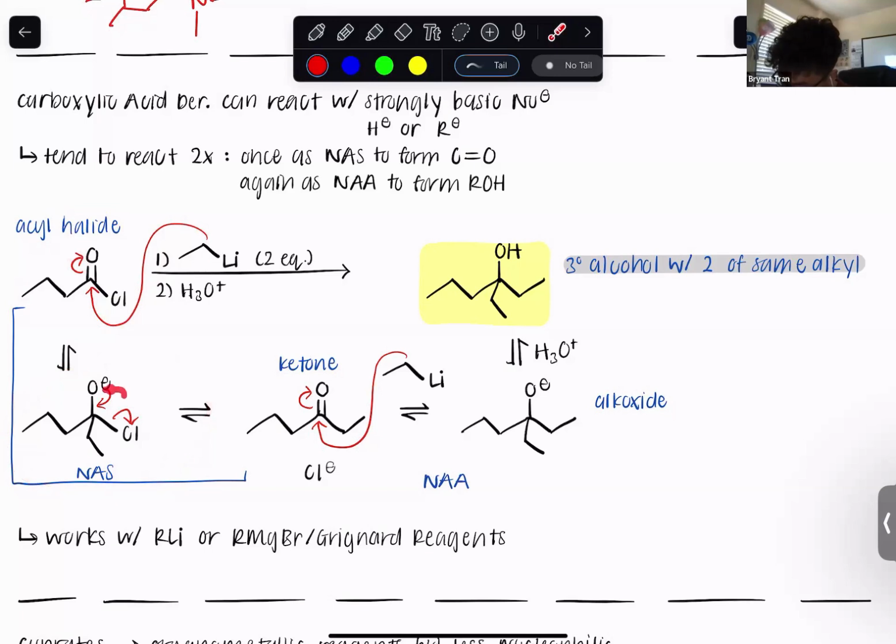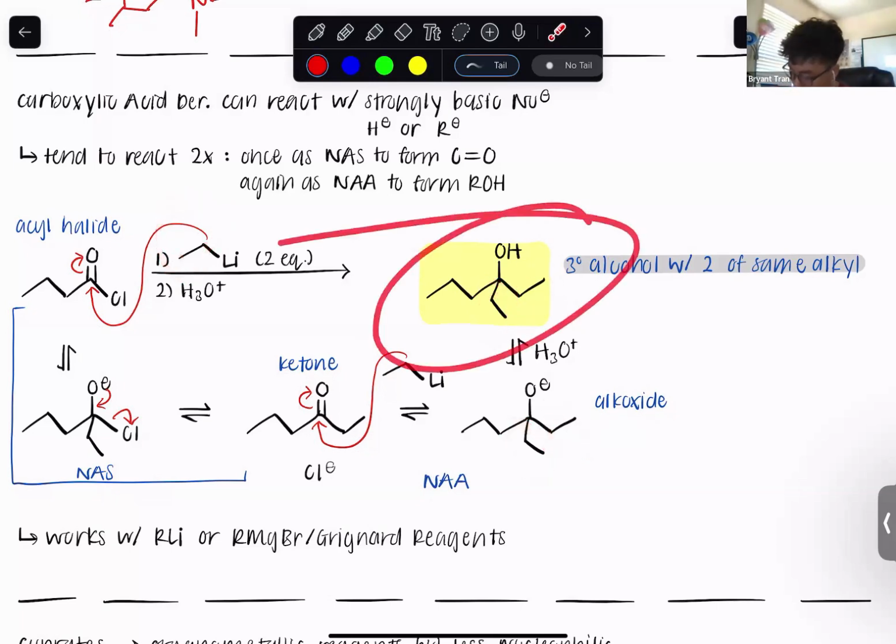intermediate. We're going to reform the carbonyl, kick out the chlorine, get this ketone here, but we do not stop here because this carbonyl carbon of the ketone is still electrophilic for this RLi to attack, push the double bond to the oxygen to get this alkoxide intermediate, right, where we have RO minus, and then we do acid workup in the second step to protonate the O minus to get this alcohol here, right? And notice how we added the R group 2 times to the acyl halide, right? The R group is this ethyl group here, which we added 2 times to that molecule there.